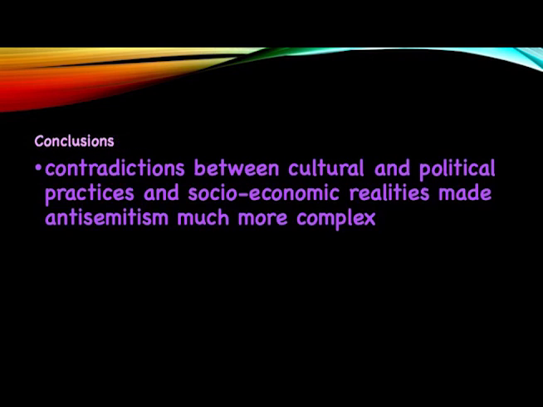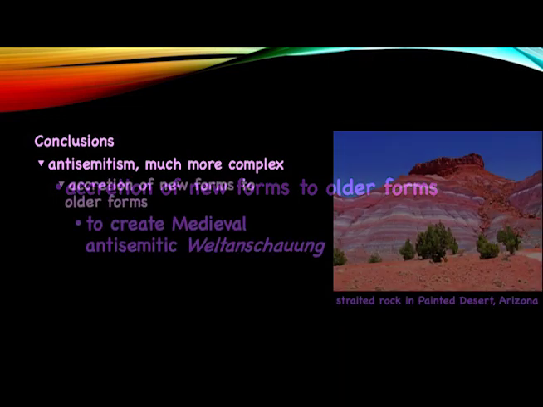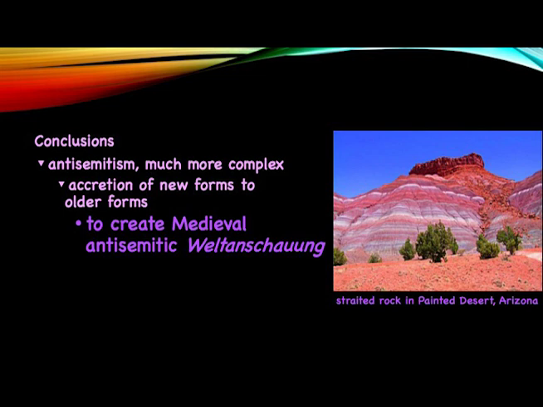Let's consider now what we've learned about the history of anti-Semitism during the Middle Ages. Anti-Semitism became much more complex during the Middle Ages, as additional forms of anti-Semitism arose from growing contradictions between cultural and political practices and socioeconomic realities. The complexity of anti-Semitism was owing to the fact that new forms of anti-Semitism did not replace old ones. Rather, much like striated rock in the Painted Desert of Arizona was formed by the accretion of successive layers of sediment, old and new forms of anti-Semitism accreted to form the medieval anti-Semitic Weltanschauung.